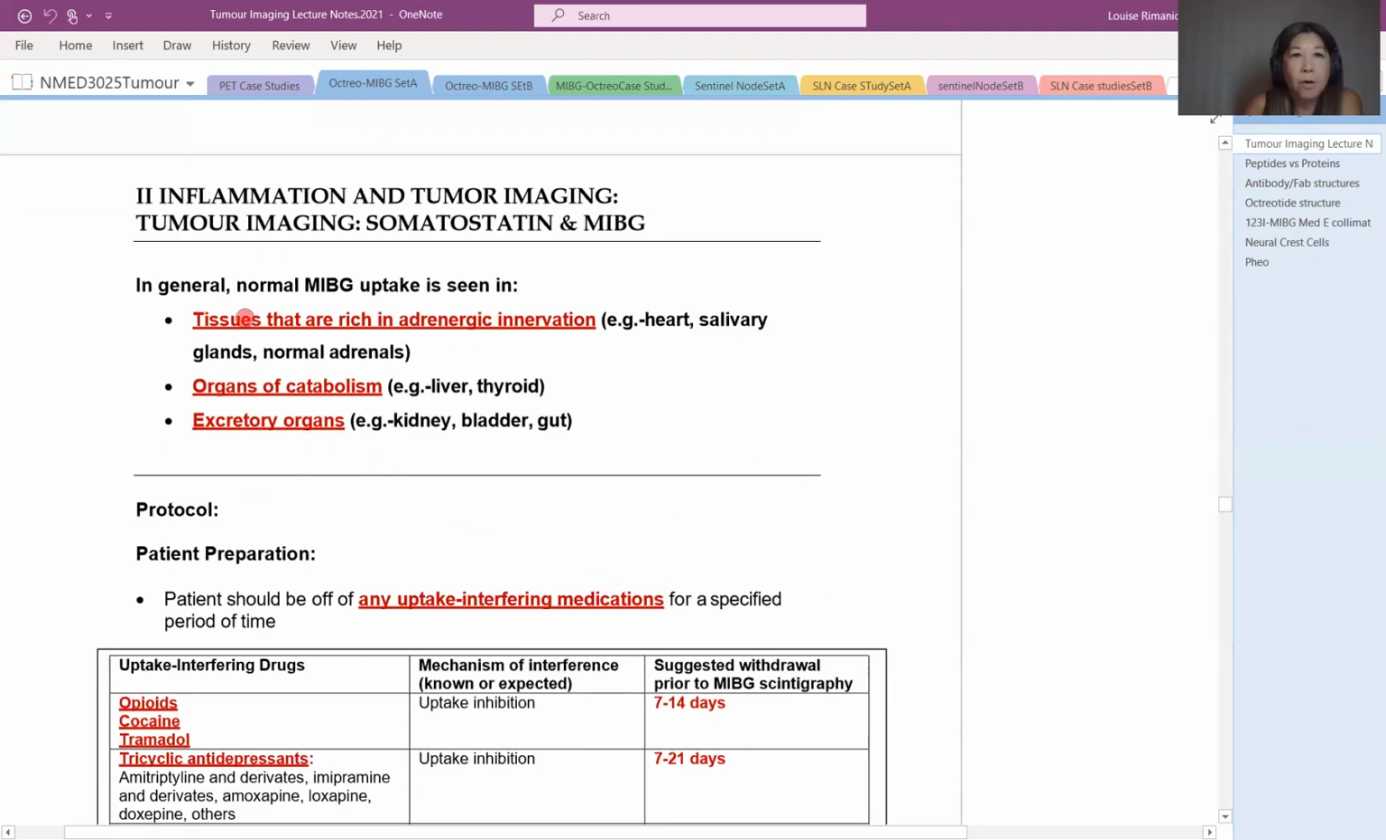As I mentioned, in a normal MIBG scan we're going to see uptake in any tissues that are rich in adrenergic innervation, right? So the heart, salivary glands, and the normal adrenals. We'll also see uptake in organs of catabolism, so that includes your liver and your thyroid. And we would see uptake due to the excretory process: kidney, bladder, and some gut. If you're having trouble memorizing where you might see MIBG, just remember these three categories, and it might help you.